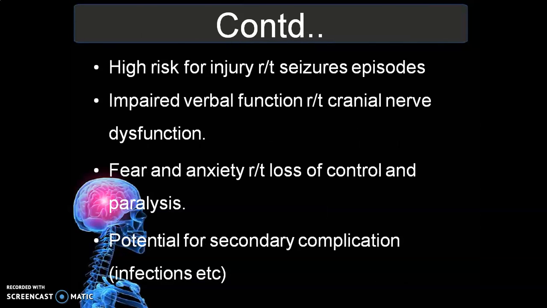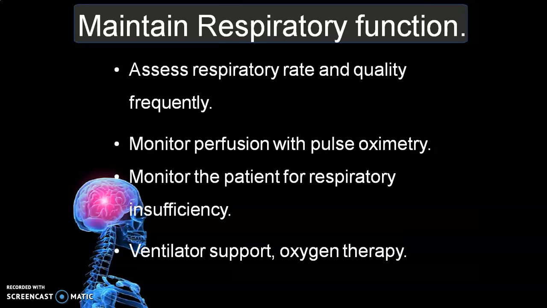High risk for injury related to seizure episodes, impaired verbal function related to cranial nerve dysfunction, fear and anxiety related to loss of control and paralysis, and potential for secondary complications. Now, to maintain the respiratory function, assess the respiratory rate and quality. You have to monitor the pulse oximetry and the cardiac monitors as well. Monitor the patient for respiratory insufficiency, and ventilatory support will be required if the patient becomes very serious.